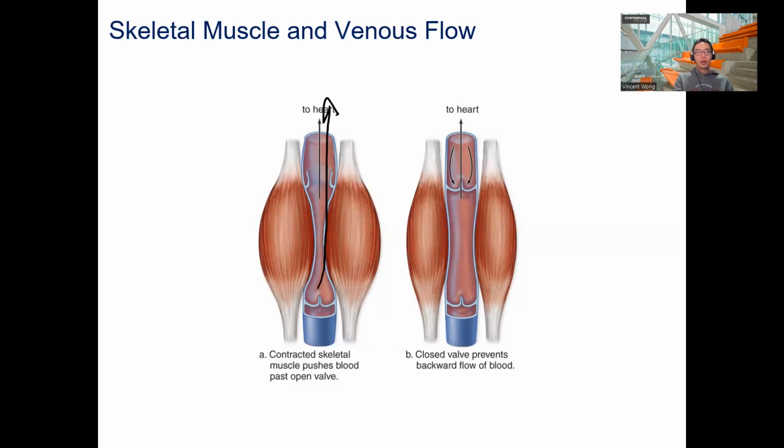But you know, our legs don't stay contracted continuously, right? Like, think about walking. Okay, as long as you lift your leg up, then your calf muscle would relax. So as soon as the muscle relaxes, then the blood will just fall back down. Okay, but it doesn't fall all the way back down to your foot because of the presence of valves.